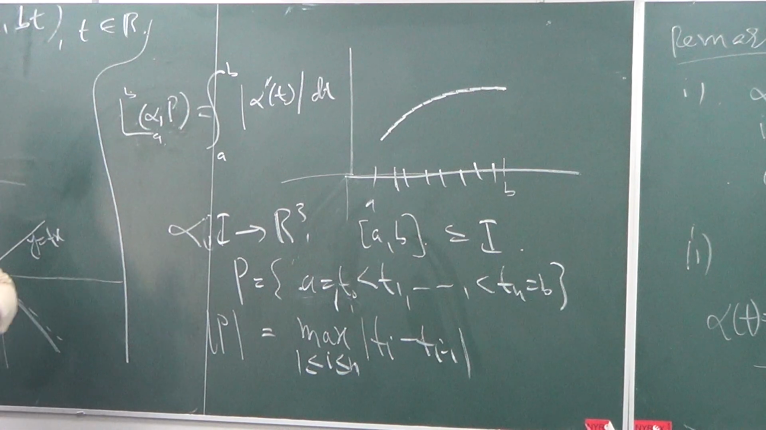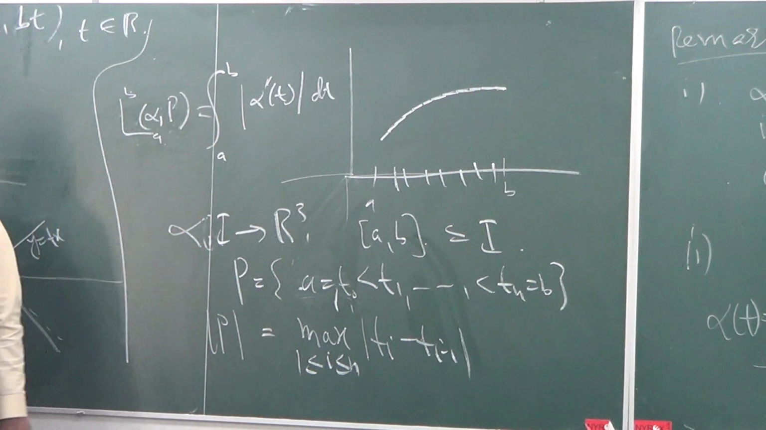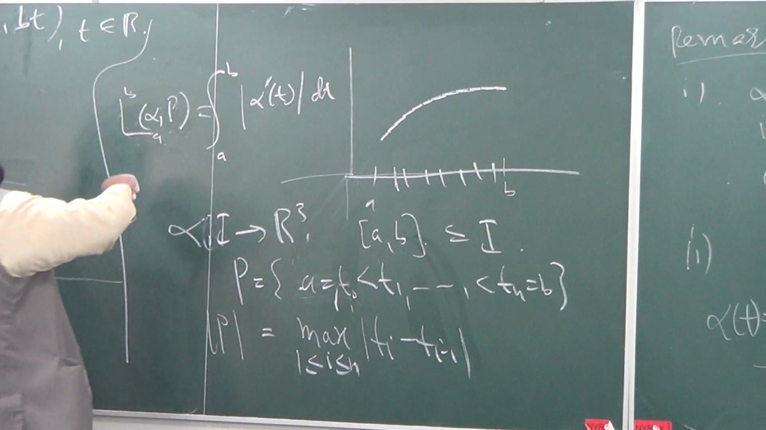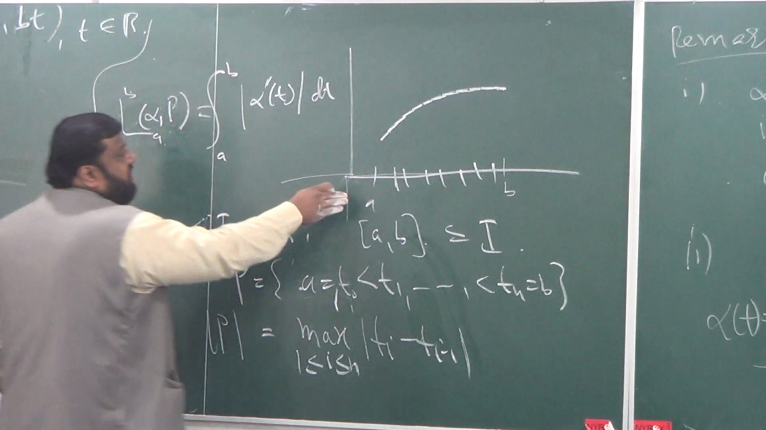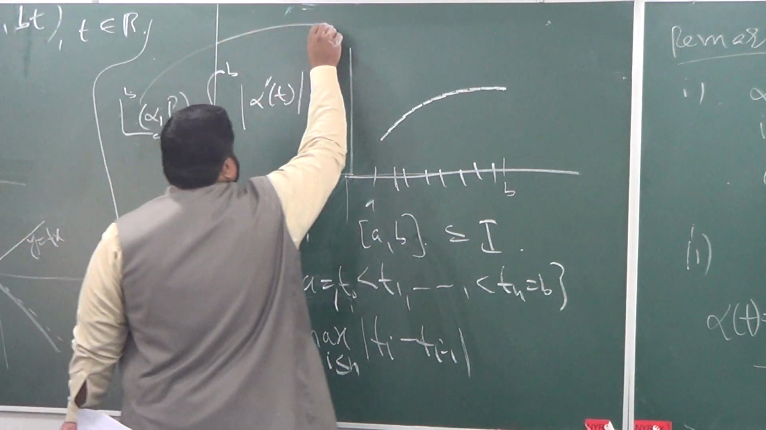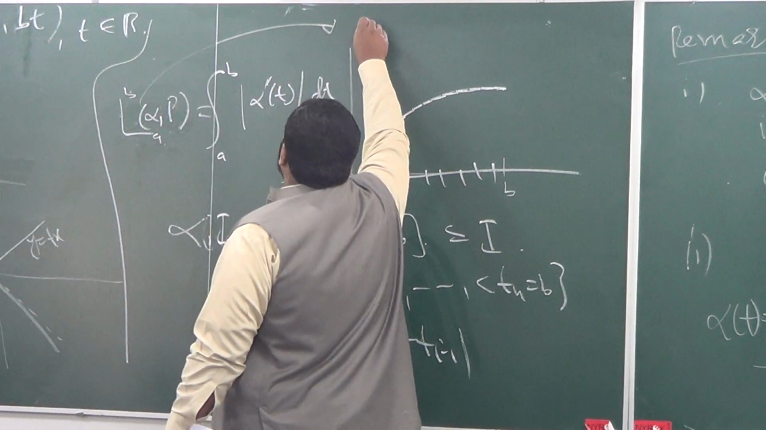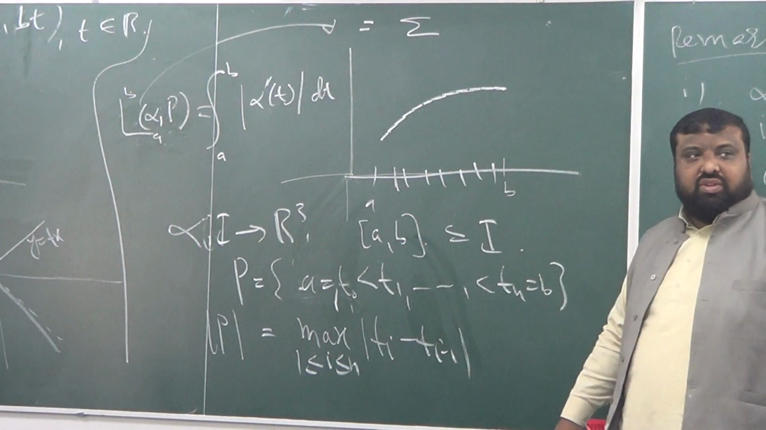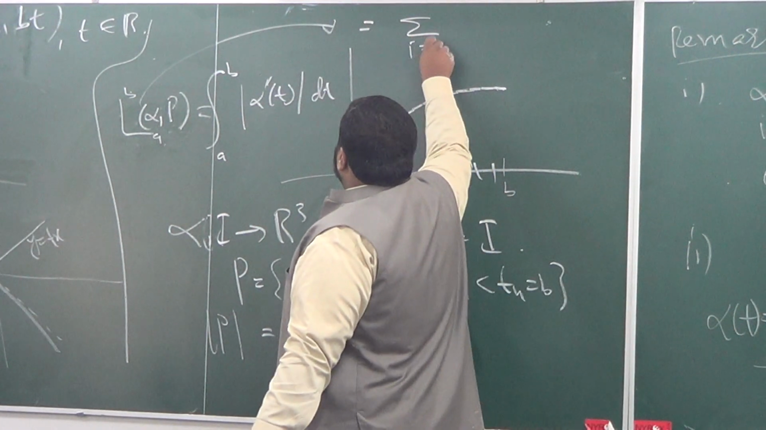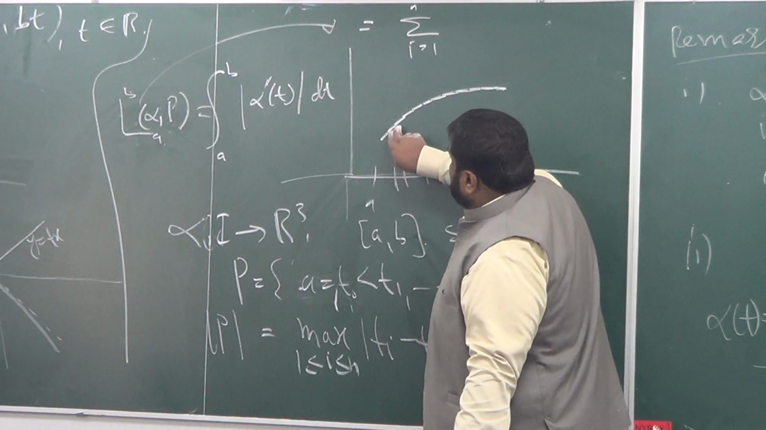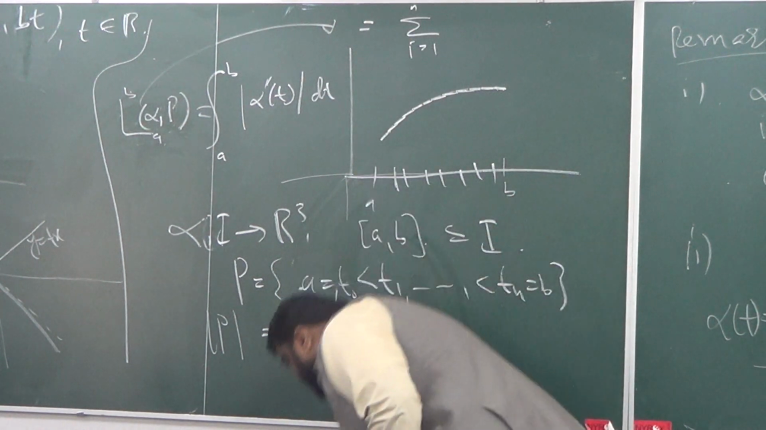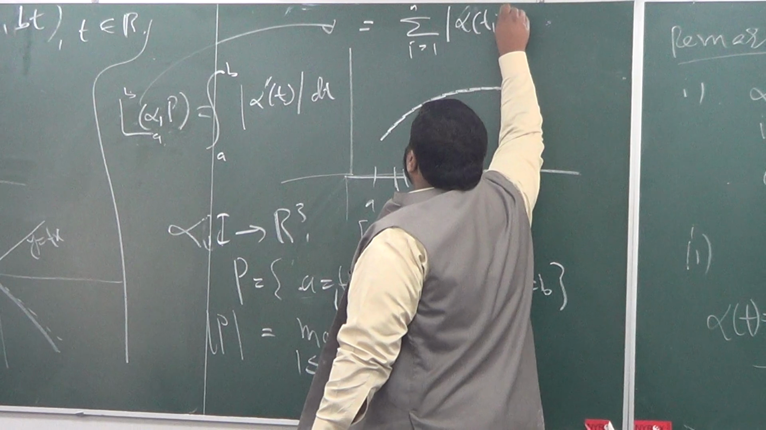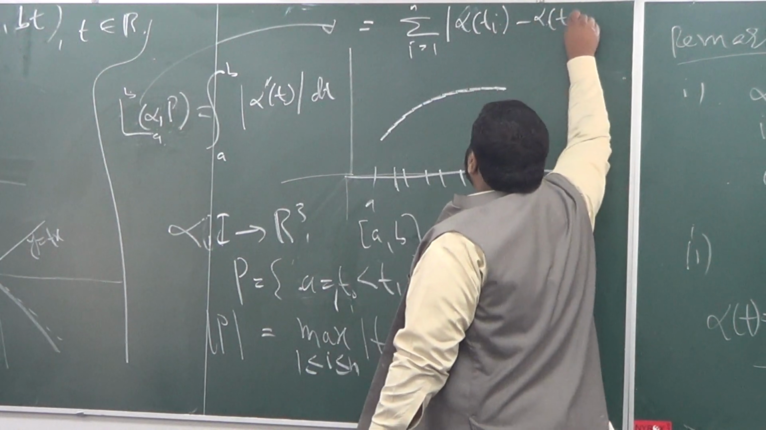Interval A to B is this guy. Okay? What would be the actual value of this if I compute this through the partition? The actual value of this guy is going to be equal to the sum, if you think about it, of i equal to 1 to n of these increments, you can say alpha of t_i minus alpha of t_{i-1}.